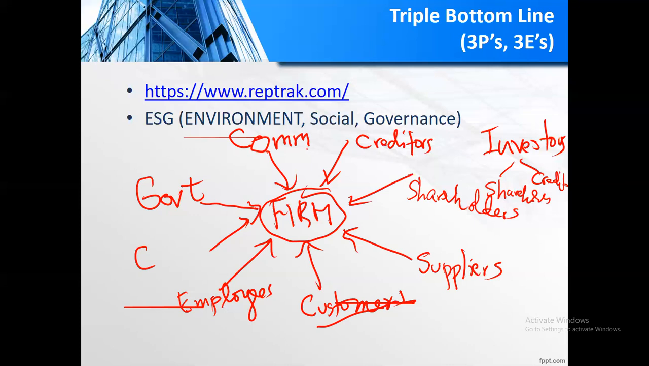Pakisabi muna yung name nyo guys ha, para ma-acknowledge ko kayo. Sir, this is Jill po. Jill, sige. Community po. Community, tama. Community, kasi si firm pwede siya mag-provide ng employment sa community, pati mga projects, di ba?